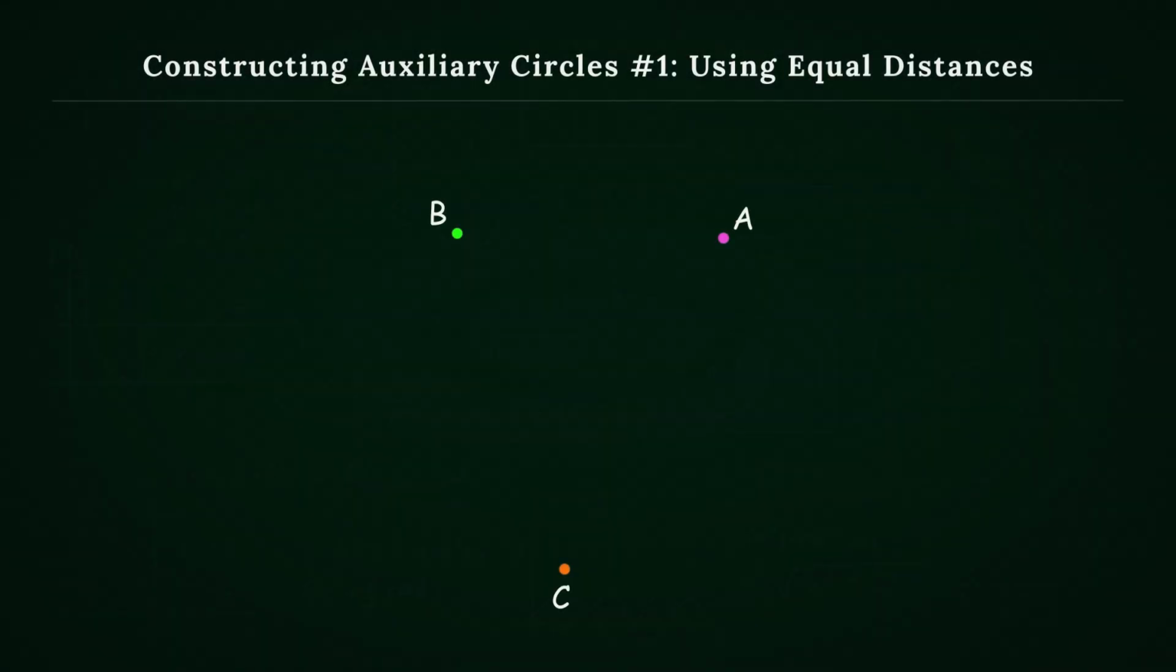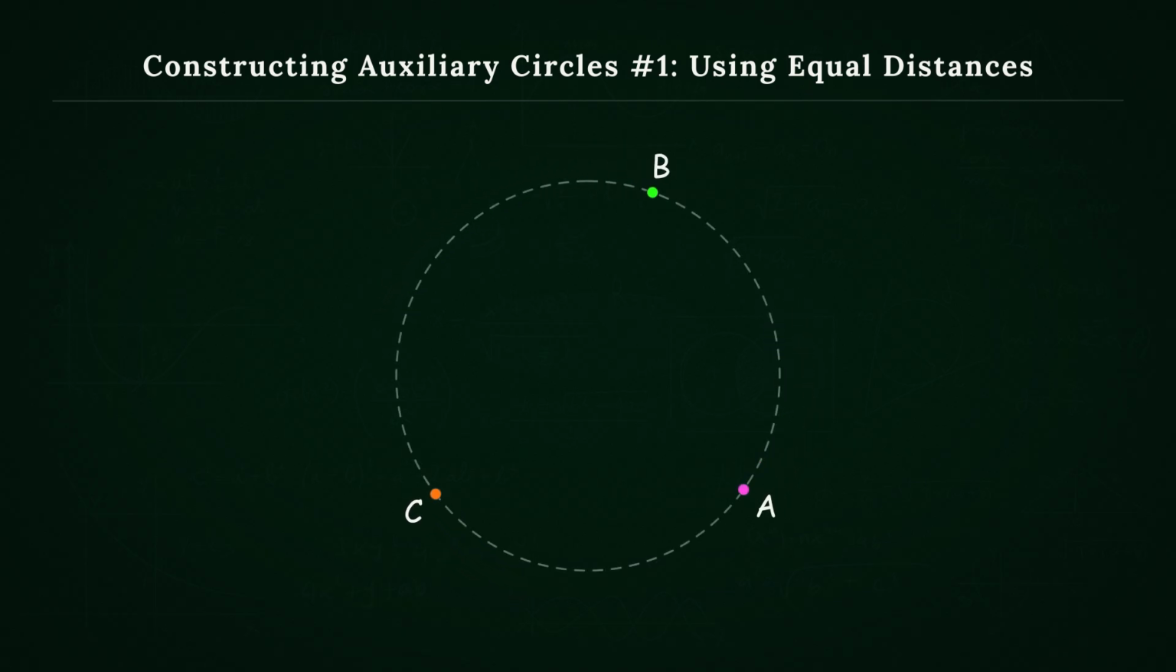Starting today, we're beginning a new series on constructing auxiliary circles. In many geometry problems, no circle is given. However, by analysing the given conditions, we can often construct a hidden circle. Once that circle is revealed, the problem becomes much easier to solve.